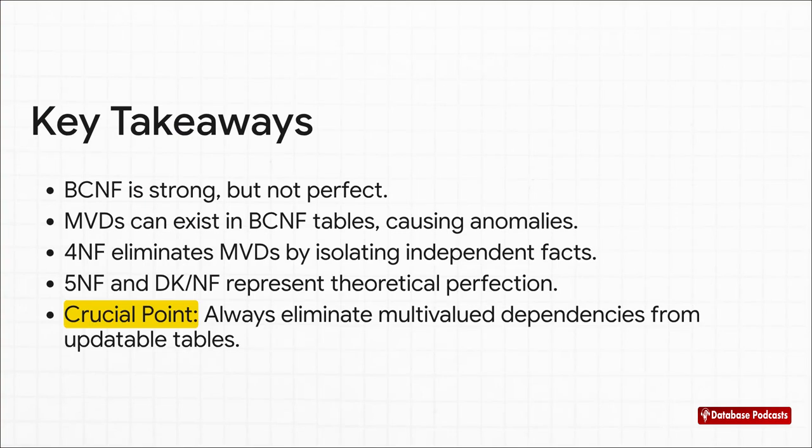So let's recap. BCNF is really powerful, but it's not foolproof. It can hide those sneaky multi-valued dependencies that create all sorts of update headaches. Your practical solution is fourth normal form, or 4NF, which cleanly separates those independent facts. And yeah, 5NF and DK/NF are out there as the theoretical ideals, but if you walk away with just one thing today, make it this. You must always eliminate multi-valued dependencies from any table that's going to be updated. That is the crucial practical point for building a robust, anomaly-free database.